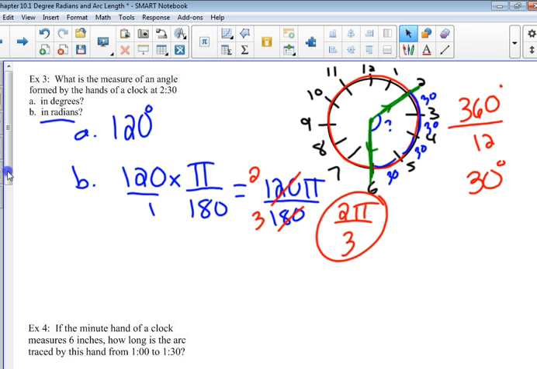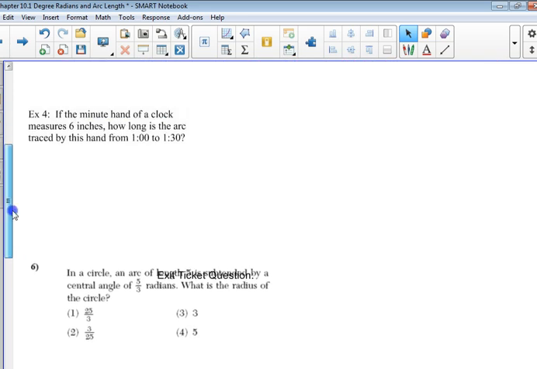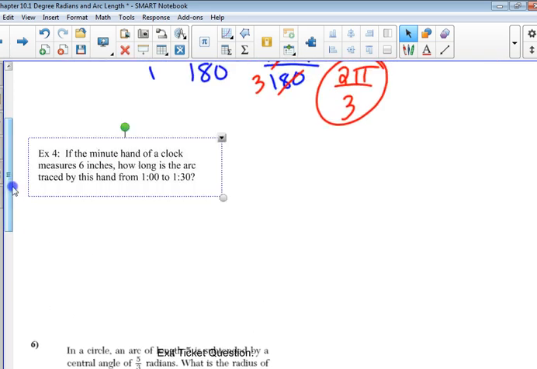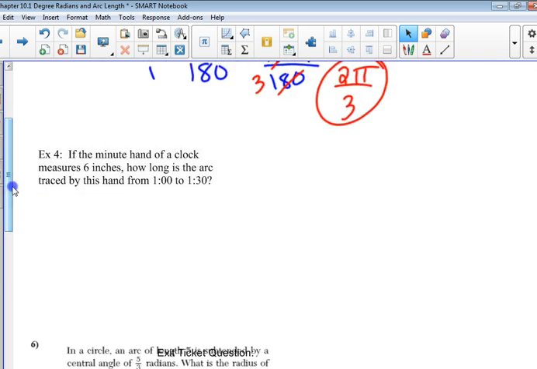All right, last one here. Now, this is where I see something pretty difficult if you're dealing with an arc length kind of deal. All right. So if the minute hand of a clock measures 6 inches, how long is the arc traced by this hand from 1 to 1:30?